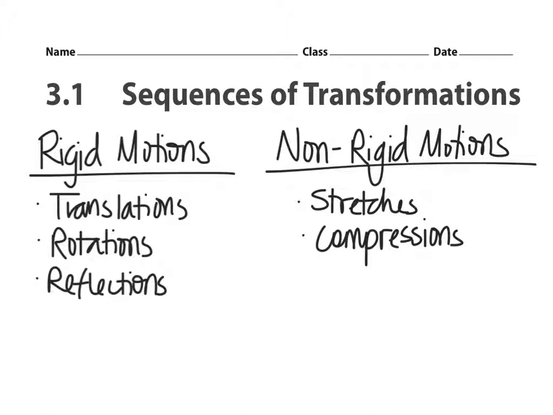And then we have our non-rigid motions, which may stretch or compress something in either a vertical or a horizontal direction, or possibly both. Sequences of transformations, in general, are when we apply more than one transformation at a time. So we're going to be doing multiple things to a figure instead of just one transformation at a time.